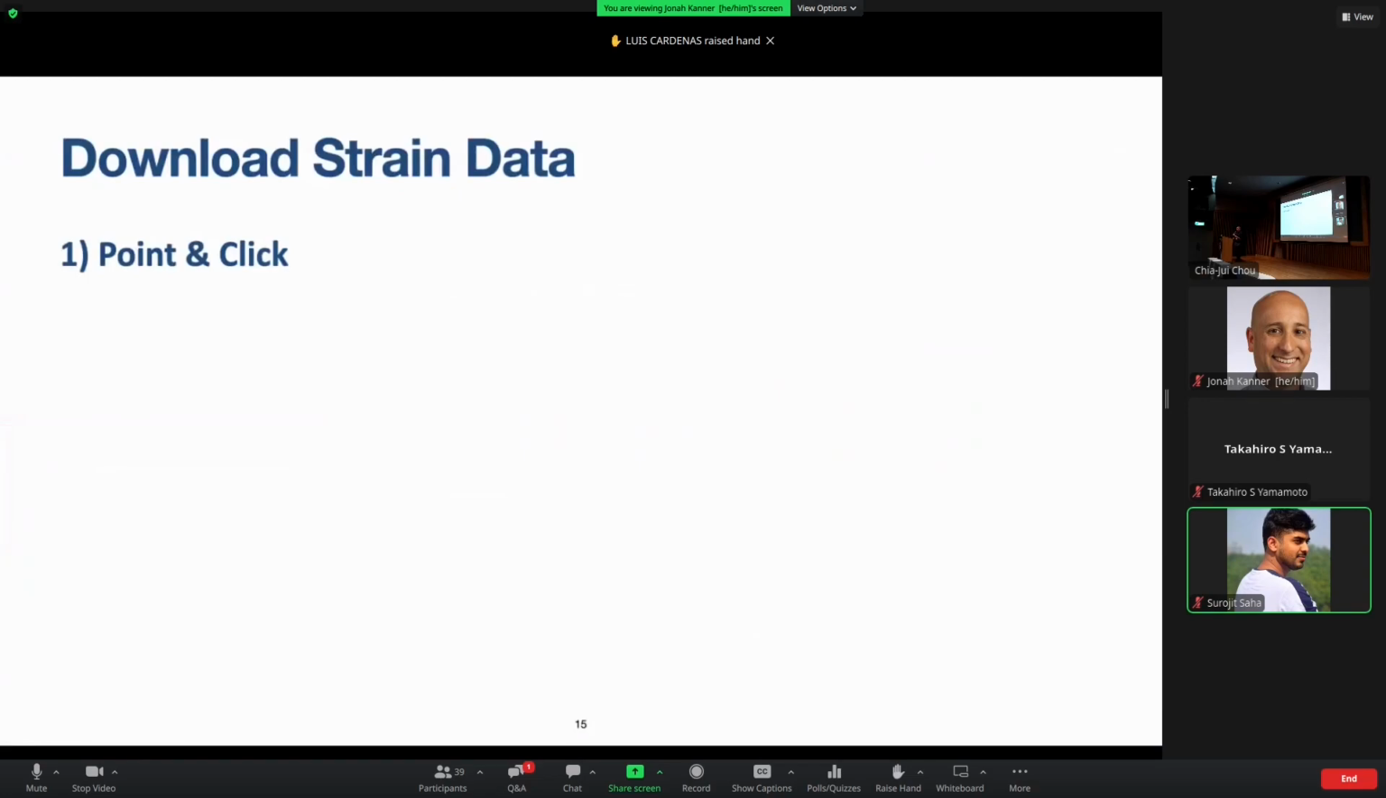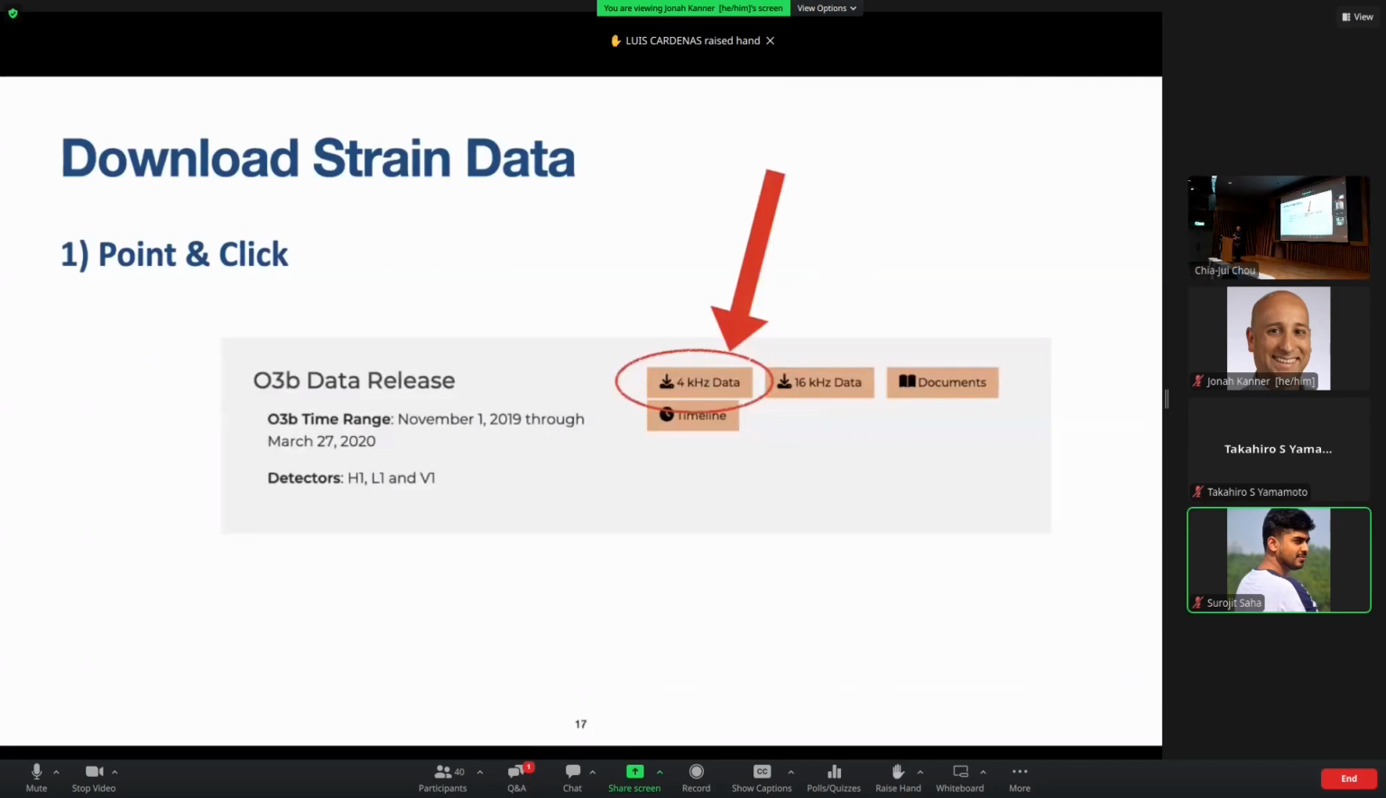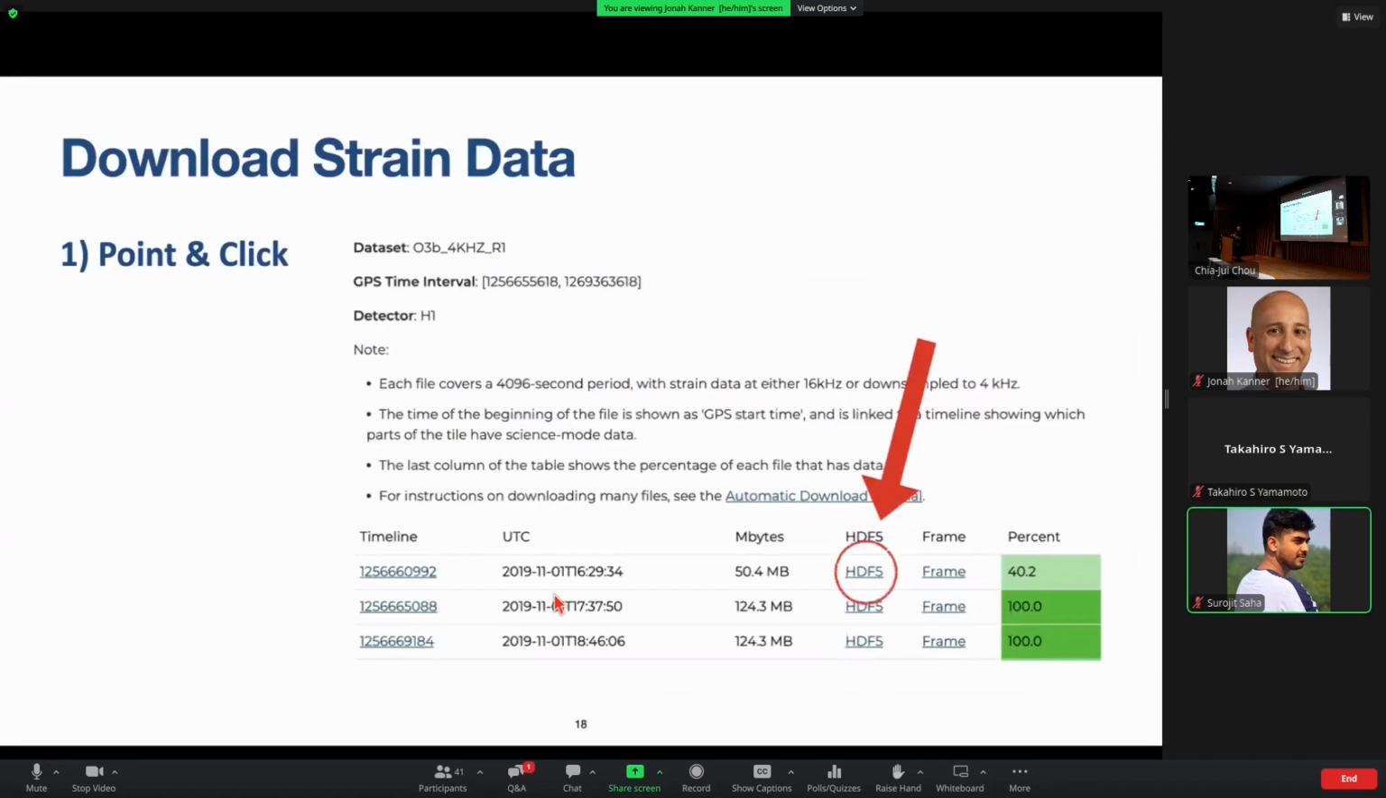All right, so strain data is made available in a number of different ways. The most convenient, or the easiest in some sense, is to go to the website, where there's a point-and-click interface. You can go to the website, click Get Data, and then click the download button. From there, you pick your data release. So O3B, where O3 refers to the third observing run. Then you can click the button for the 4 kilohertz data, that's the downsampled data. That gives you a query interface, and from there you can query for the times you want.